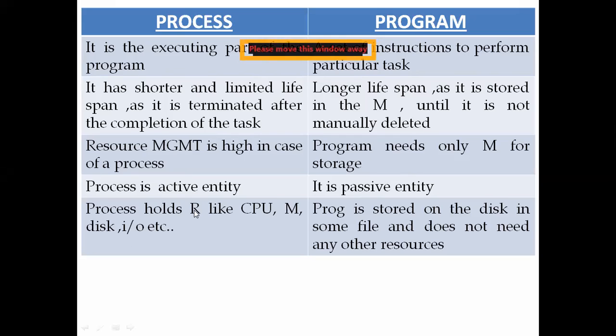A process holds resources like CPU, memory, disk, input device, output device, etc. The program is stored on the disk in some file and does not need any other resources. For this reason, we call the program a passive entity, and the process an active entity. For your better understanding, you can analyze these comparisons and understand better the difference between the process and the program.